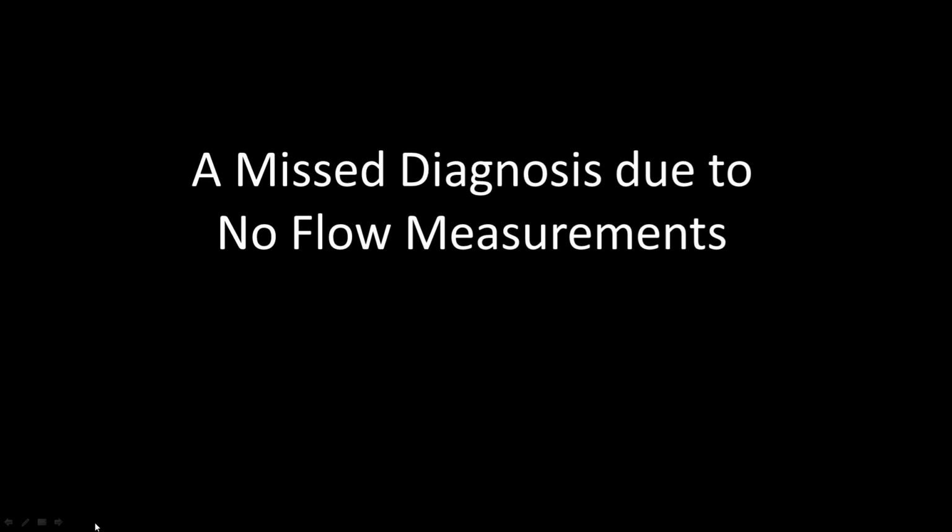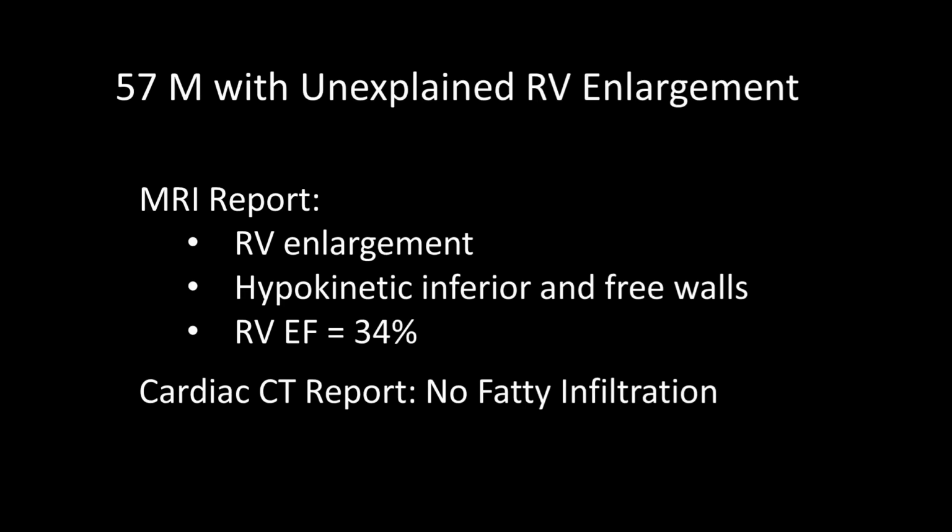The other day, I was asked to provide a second opinion on a cardiac MRI study. The patient was a 57-year-old man who had an echocardiogram that showed unexplained right ventricular enlargement. The physician who interpreted the MRI study had concluded that the right ventricle was enlarged and that the right ventricular inferior and free walls were hypokinetic.